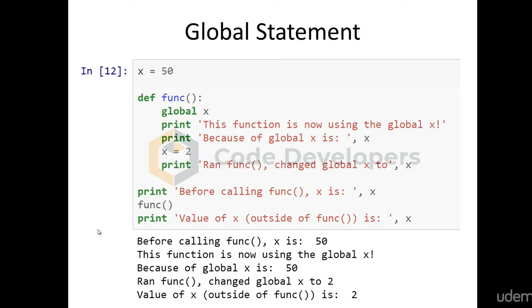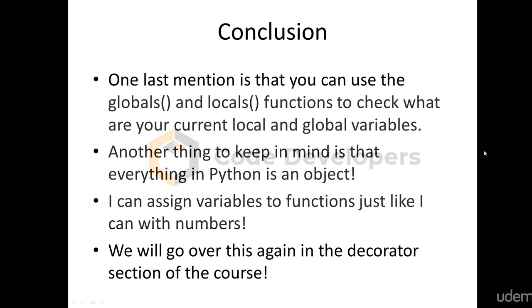And I'll use that a lot throughout the blackjack game project that you'll see later in this course, to really nail it in that global statements allow us to take in global variables. Okay, so in conclusion, one last thing I want to mention is that you can use globals(), a built-in function, and locals(), another built-in function, to check what your current local and global variables are. Another thing to keep in mind is that everything in Python is an object. So I can assign variables to functions just like I can with numbers or any other type of objects we learned about in the first section of this course.